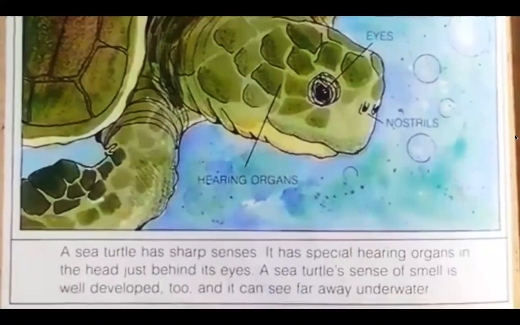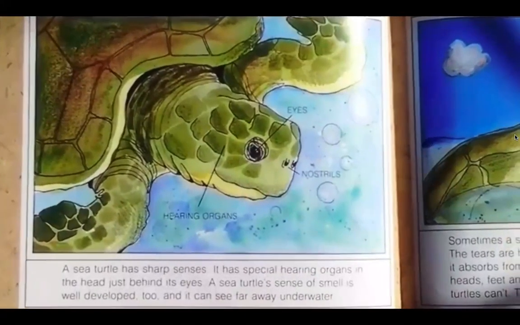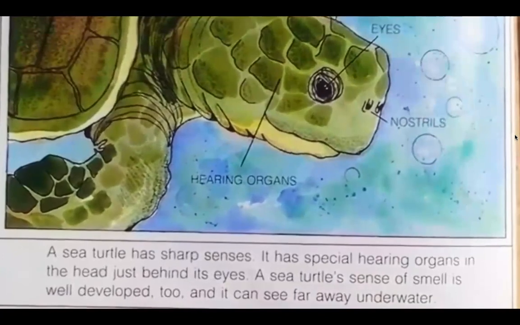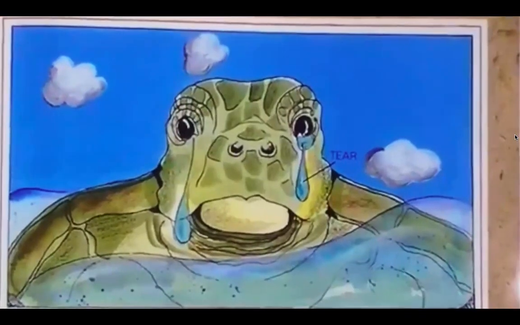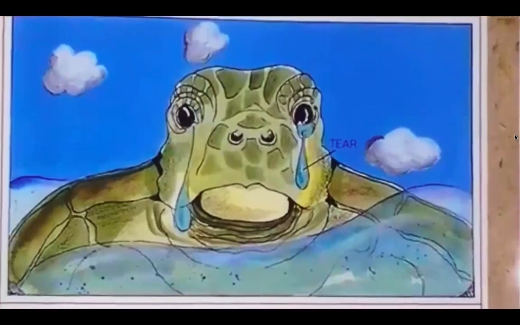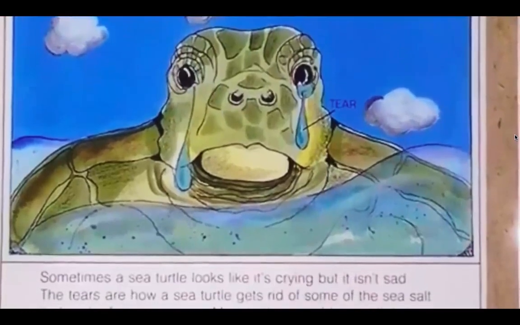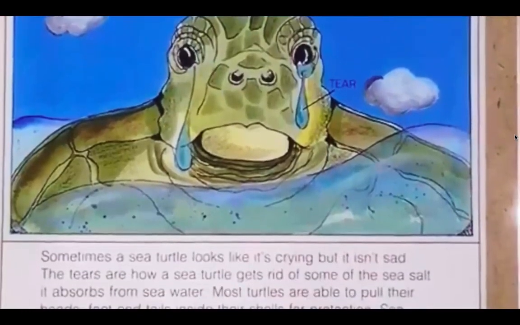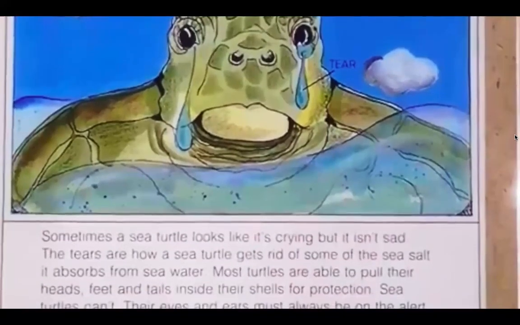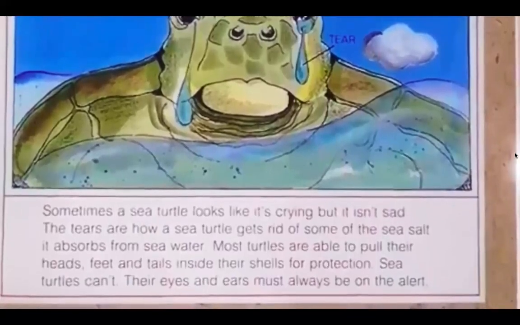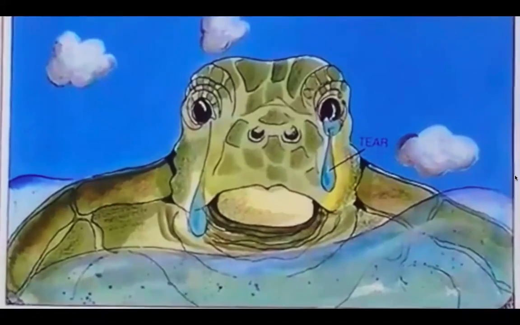A sea turtle has sharp senses. It has special hearing organs in the head just behind its eyes. A sea turtle's sense of smell is well developed too, and it can see far away underwater. Sometimes a sea turtle looks like it's crying, but it isn't sad. The tears are how a sea turtle gets rid of some of the sea salt it absorbs from seawater. Most turtles are able to pull their heads, feet, and tails inside their shells for protection. Sea turtles can't. Their eyes and ears must always be on the alert.